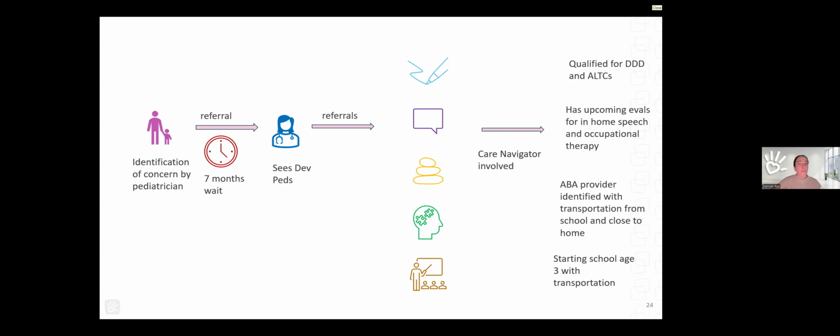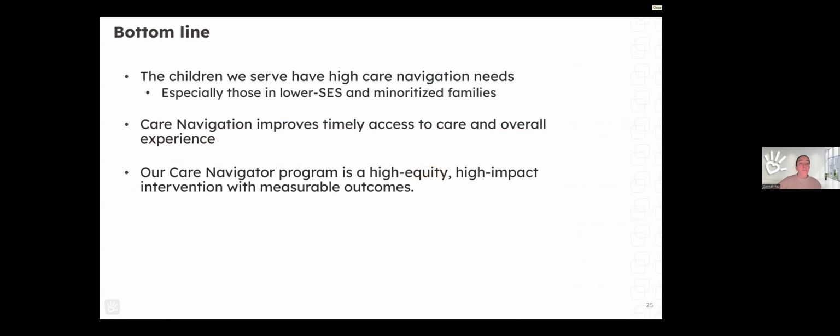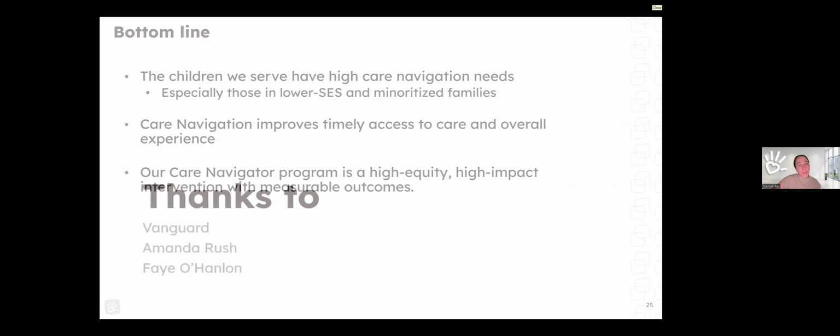So the bottom line is the children we serve have high care navigation needs, especially those with lower socioeconomic status and minoritized families. Care navigation, we know with good evidence, improves timely access to care and overall experience. And our Care Navigator program is a high equity, high impact intervention with some really nice measurable outcomes.